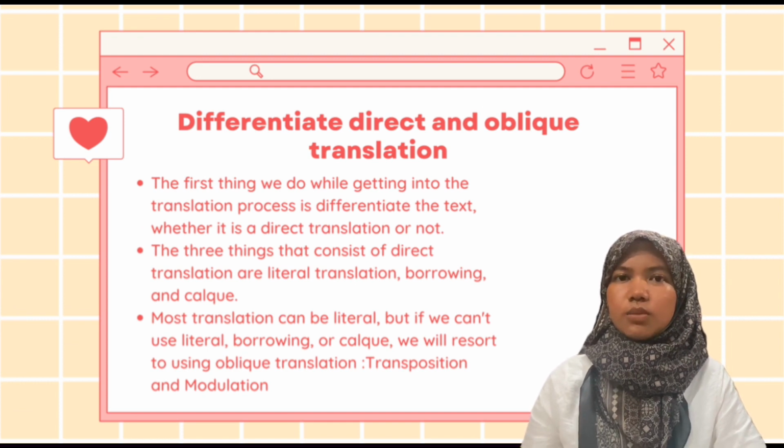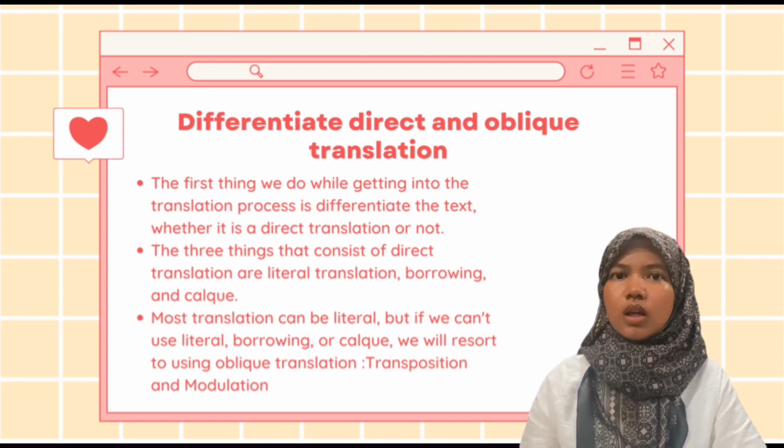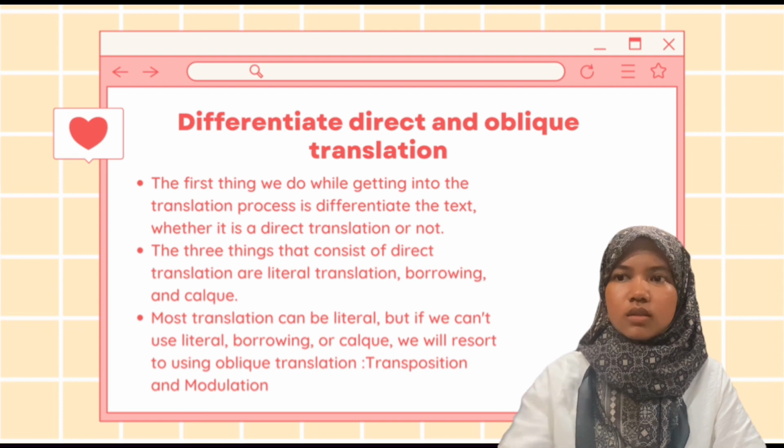In this situation, we have to read everything more than once in order to make sure whether we want to use direct or oblique translation procedure. Most translation can be literal, but if we can't use literal, borrowing, or calque, we will resort to using oblique translation. For example, transposition and modulation.